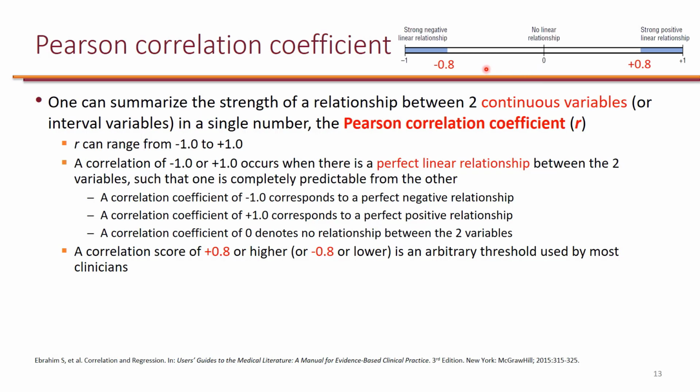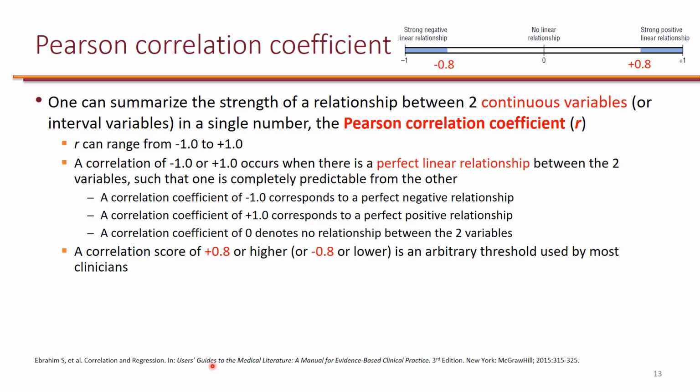Now, you have to use your clinical judgment. So if it's something like negative 0.7, depending on the situation, you may consider it a strong relationship. Whereas if it's negative 0.2, because negative 0.2 is closer to 0, it may not be clinically significant. But these are the numbers that, at least in JAMA, the JAMA Users' Guides, recommend.